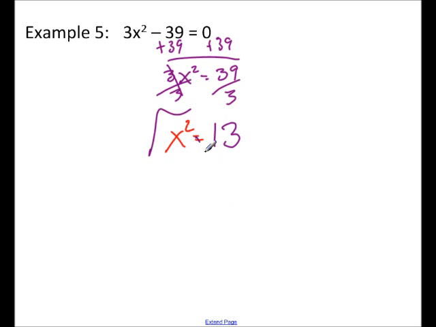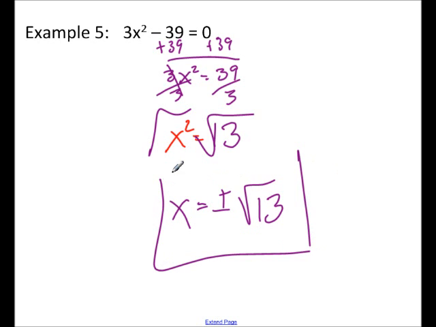Take my square root of both sides and I get x equals plus or minus the square root of 13. And again, 13 is a prime number, nothing to simplify here. We feel good, we put it in a box and we walk away.